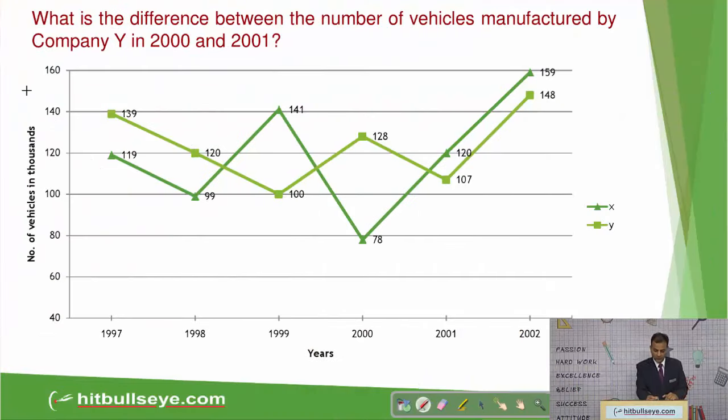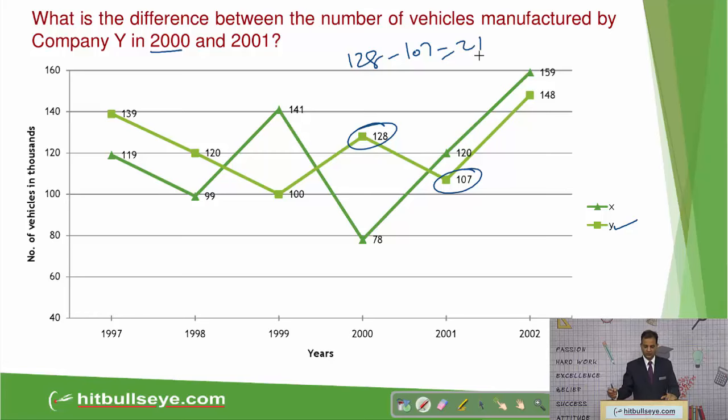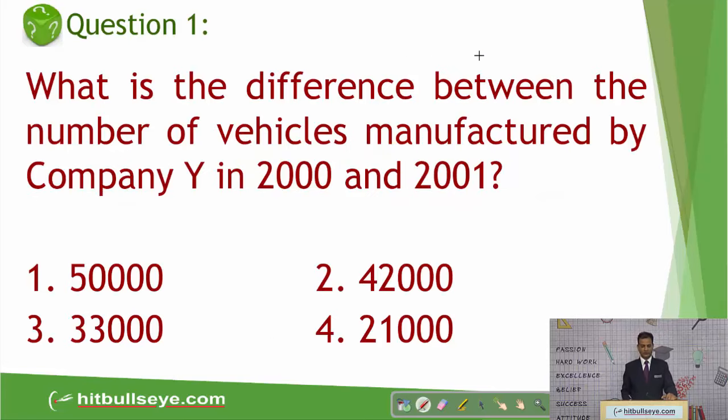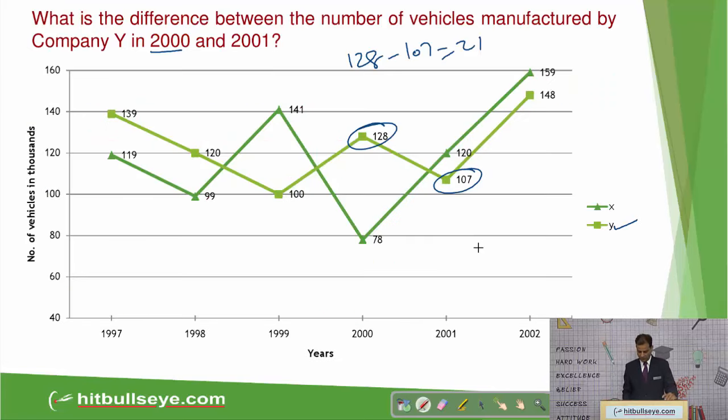So the question is the difference in number of vehicles manufactured by company Y in 2000 and 2001. What is company Y? This. In 2000 it is 128, in 2001 it is 107. So what is the difference? 128 minus 107 will be 21. So the answer should be 21,000, which is the fourth option. Very easy, you can do it orally. The main thing is you have to observe the graph, see what is being asked, and you should be good in reading. So the answer is 21,000.